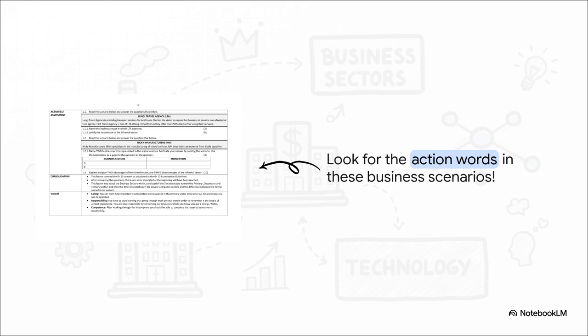First, we have Lungi Travel Agency, or LTA, which is providing transport services for local tours. Second, we have Nikkei Manufacturers, or NM, which specializes in the manufacturing of school uniform. Take a second. Look closely for those action words. Based on what we just learned about extraction, processing, and services, which business sectors do these two organizations belong to?